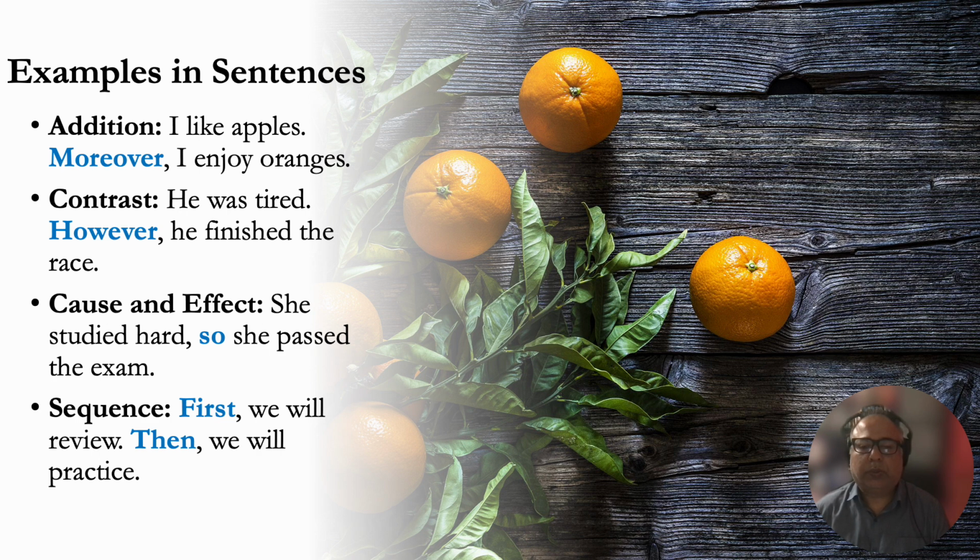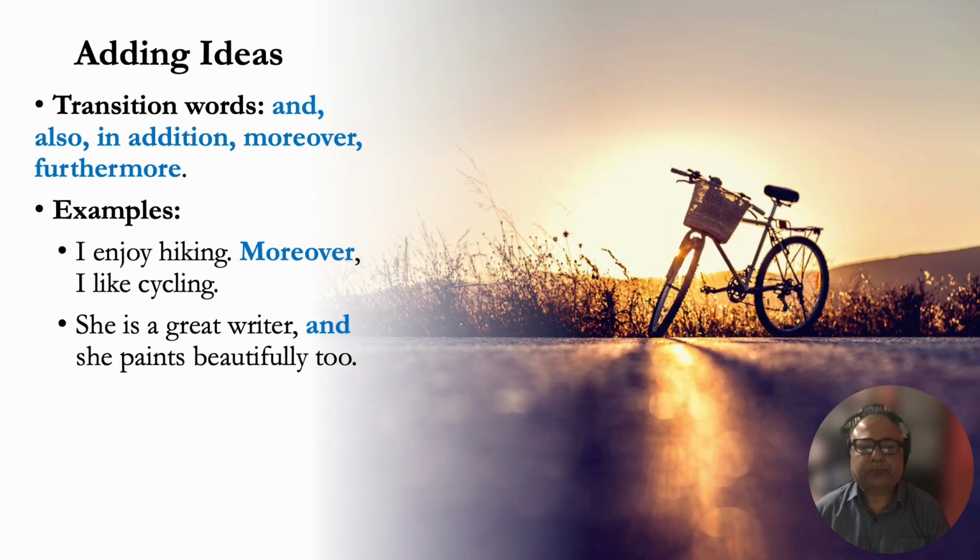So one usually expects that if somebody is tired, they will stop running. But this person was very strong-willed. He says, okay, I'm tired, but I'm going to get to the finish line. Cause and effect. Because of X, Y happens. She studied hard, comma, so she passed the exam. Okay? And sequences, as we just learned, first we will review, then we will practice. So we are reviewing right now. You will get a chance to practice using transition words.